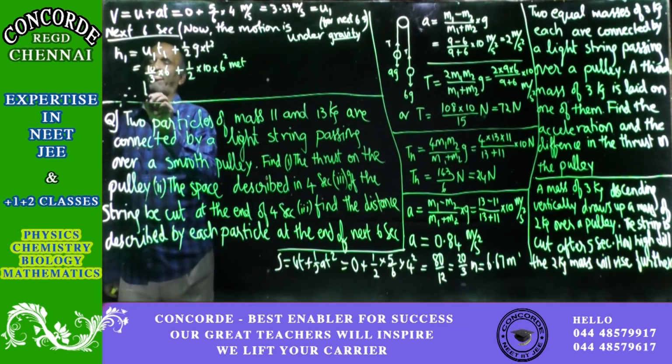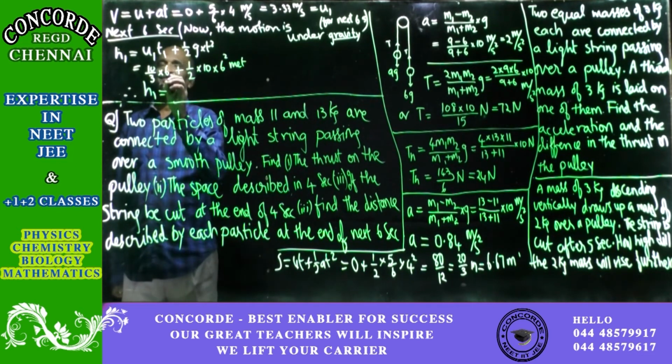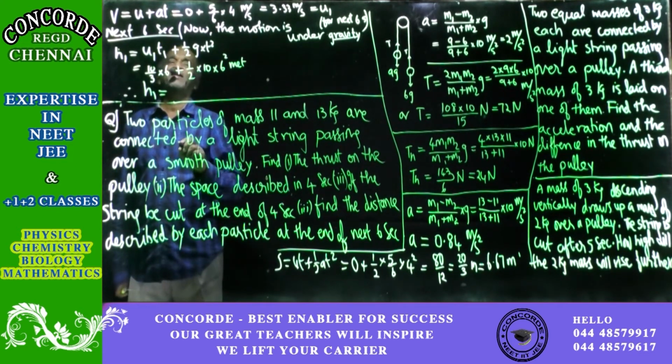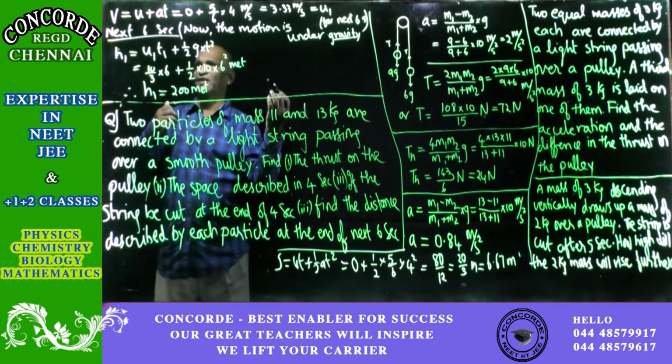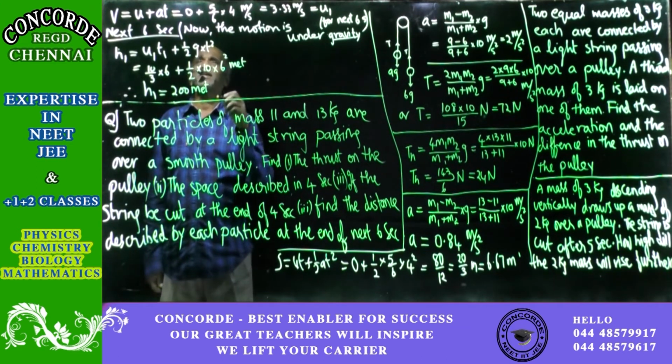Therefore, you will get h1: 6 by 3 is 2, 10 into 2 is 20. Then here, 10 by 2 is 5, 6 square is 36. So 36 into 5 is 180. So 20 plus 180, h1 will be equal to 200 meters. Just take it up again: 6 by 3 is 2, 2 into 10 is 20. 10 by 2 is 5, 5 into 6 square, that is 5 into 36, which is 10 into 18. Double here, half the other. So 180 plus 20, so 200 meters is the answer.